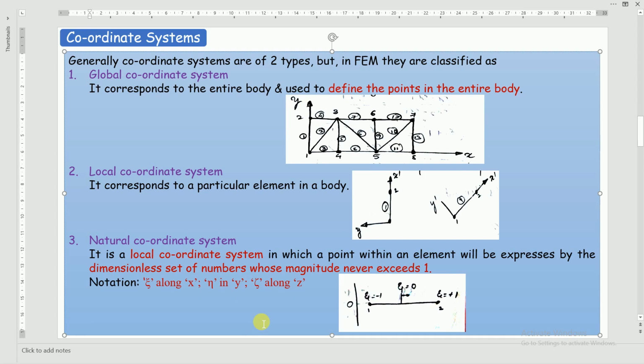Now again, before moving on to derivation, there is a relationship between the global coordinate system and the natural coordinate system, because in most of the problems you will be using that while deriving, in the coming chapters, coming modules. So you should know what the relationship is between the global coordinate system and the natural coordinate system. Even that can be asked in the exam for 4 marks.